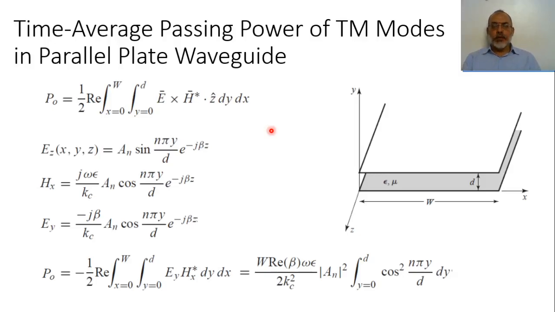In the previous video, we solved for the transverse magnetic modes in the parallel plate waveguide. We obtained the longitudinal electric field component Ez, and from it, we obtained the transverse electric and magnetic field components.